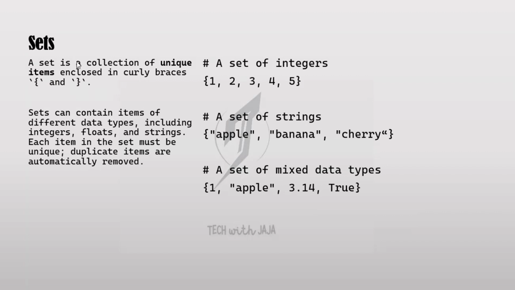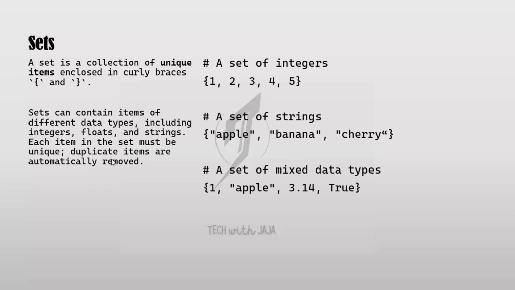The next we have in our list of structures are sets. A set is a collection of unique items that are enclosed in curly braces. A set can contain items of different types of data, including integers, floats, and strings. Each item in the set must be unique, so duplicate items in a set are automatically removed. Just like we saw before, this is a set of integers 1, 2, 3, 4, 5, a set of strings, which are also fruits like before, apple, banana, and cherry, and a set of mixed type of data.